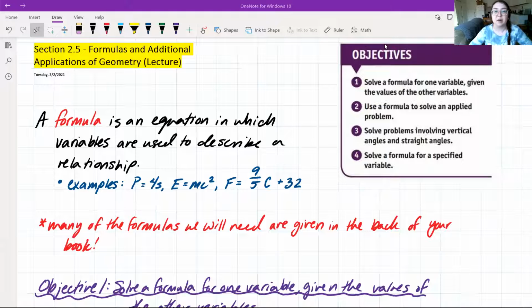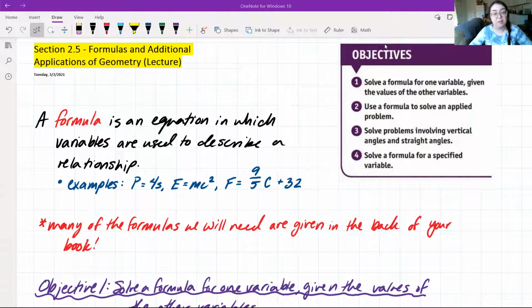And the relationships of each one of these formulas, our first equation here, P equals 4S, we have the perimeter of a square. A square has 4 sides, so we can say that the perimeter is equal to 4 times the length of one of those sides. Then we have E is equal to MC squared. We have energy is equal to mass times the speed of light squared. So we're describing energy in terms of other variables, and we're describing their relationship.